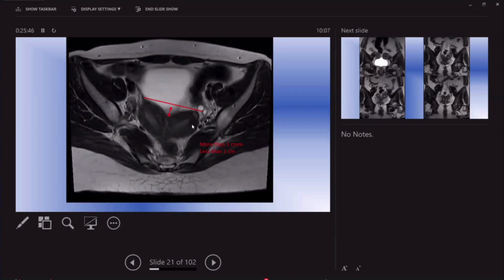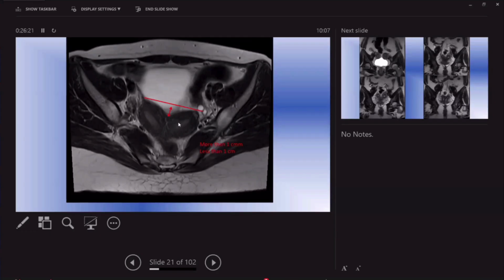This is just another case. If we go through the same approach, the outer fundal contour, as you can identify, has a dip. So I will draw my line between the two horns and measure the distance. If the distance is more than 1 centimeter, then I am dealing with a bicornuate uterus. If the distance is less than 1 centimeter, I could be dealing with a septate uterus. In this case, the distance is about 2 centimeters, so my differential diagnosis is bicornuate versus didelphys.